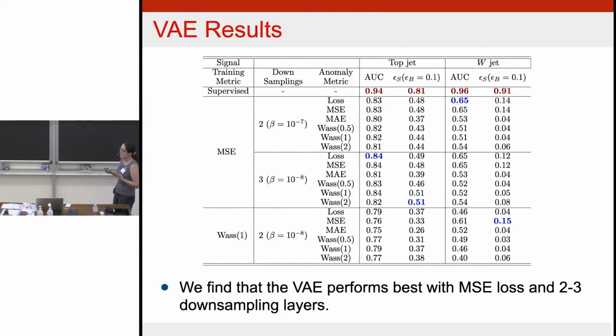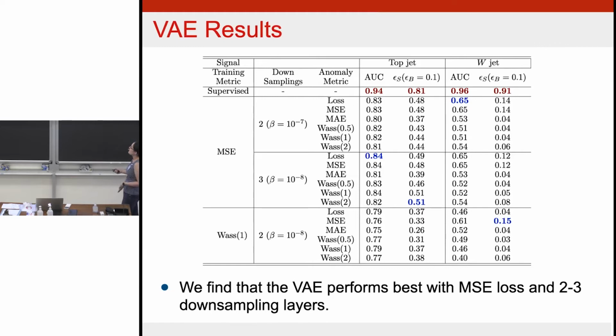And you can see for both top and W jets, this does quite well. And then these lower rows are for all different training metrics, as well as other hyperparameters. You can see the various different unsupervised results, the blue being the best result for each sample. And first you can see that the VAE performs best with the MSE loss and 2 to 3 downsampling layers. But what I really want to focus on is the answers to those questions we talked about earlier.